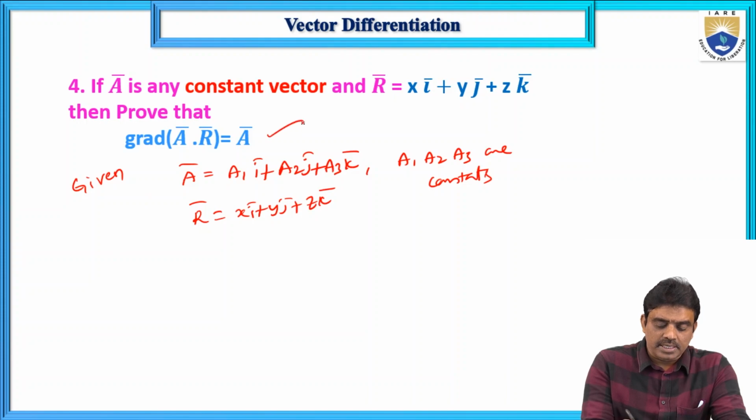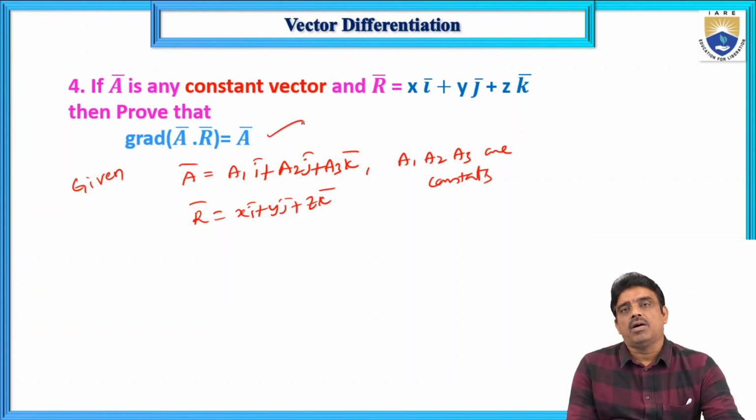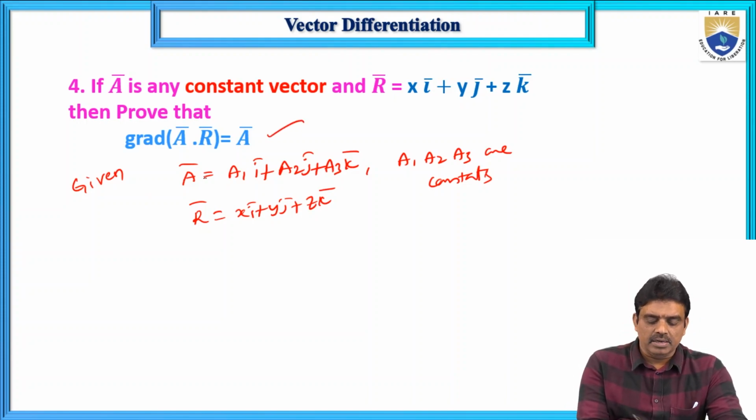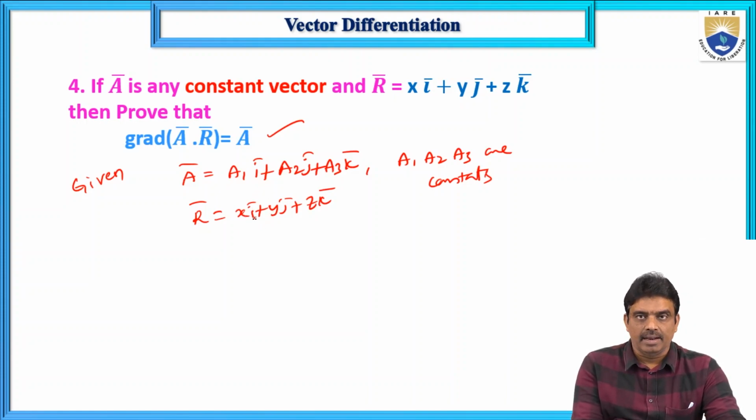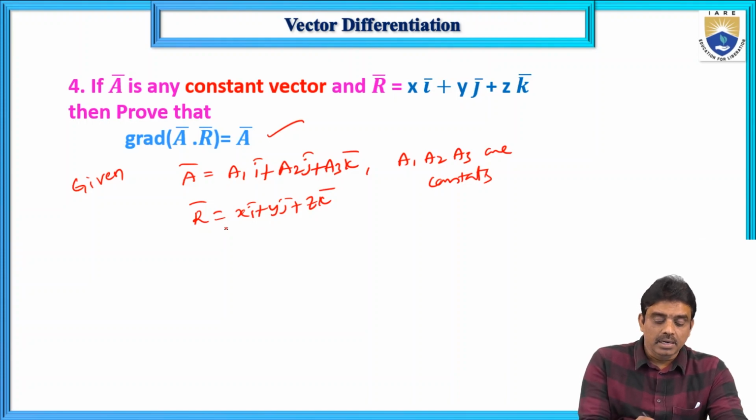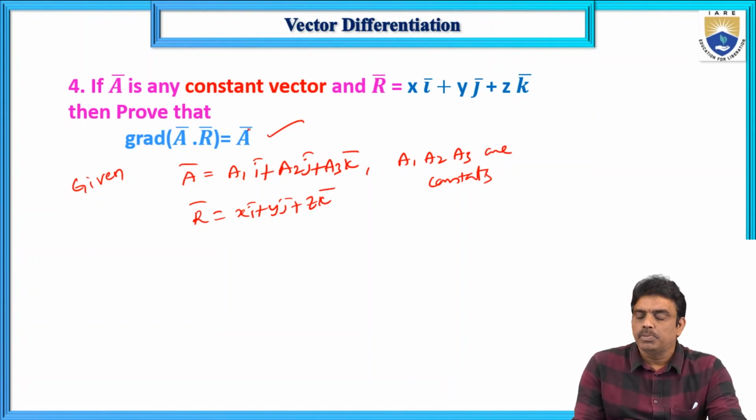Then what we have to show is grad of a bar dot r bar. a bar is a vector, r bar is a vector. The dot product of these two vectors will be a scalar. a bar dot r bar is a scalar. You have to find the gradient of that scalar function and show that the value is equal to a bar. Very simple proof.